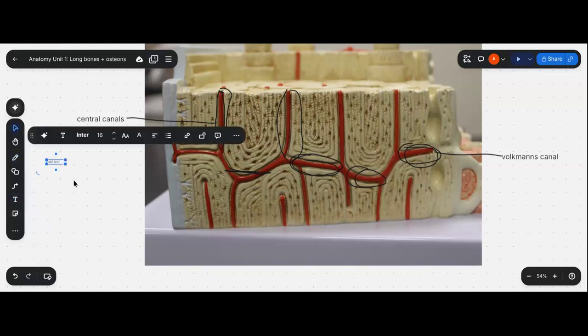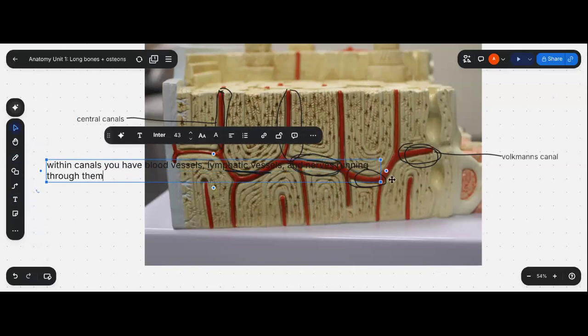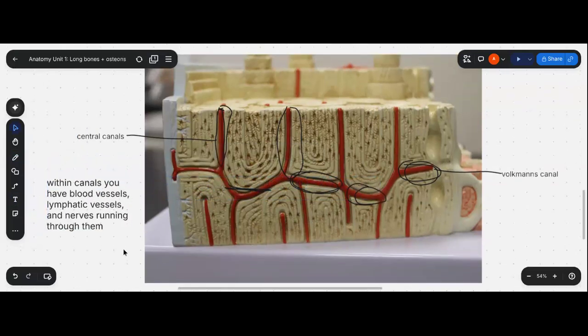So, once again, within canals, you have blood vessels, lymphatic vessels, and nerves running through them. Right over there. All right.